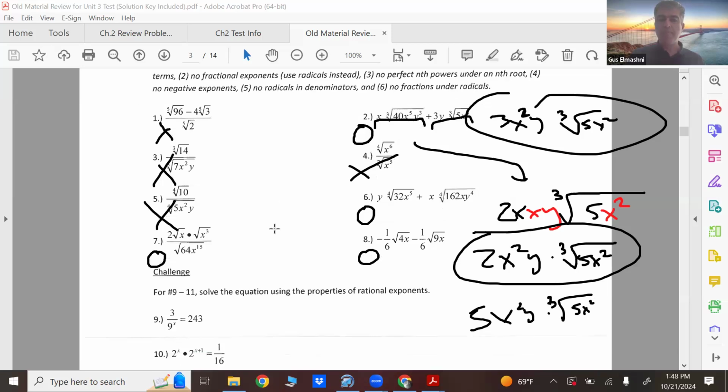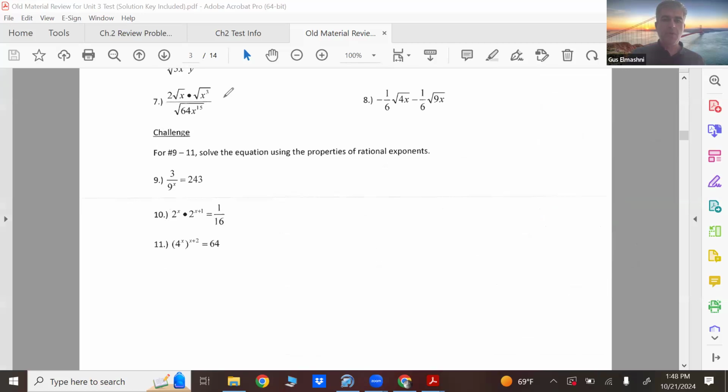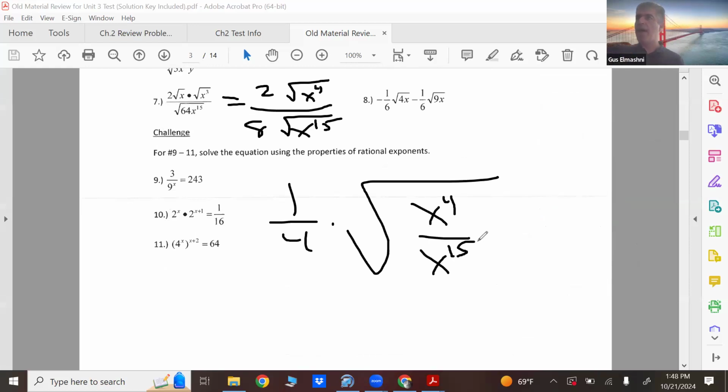You have properties of exponents as well. Like, for example, let's look at number 7 really quickly. So you can write this as 2 square root of x^4. And what's the square root of 64, by the way? So 8 square root of x^15. 2 over 8 is 1/4. And you can write a big square root like this. And how do you handle that when you have x^4 over x^15? What does that become? X to what power? Good, -11. And you put it on the bottom.